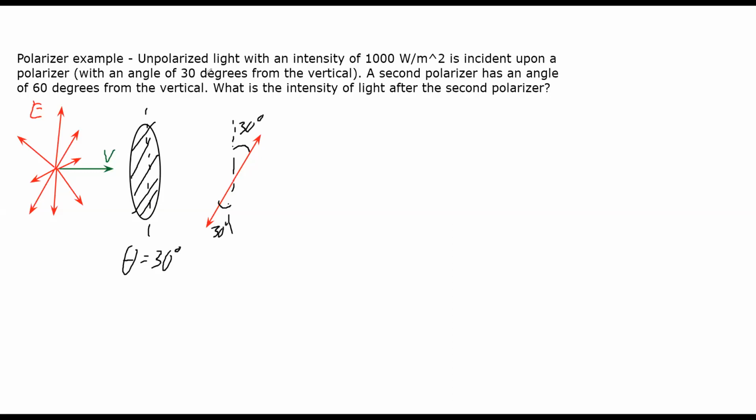So let me call this I0 here. We know I0 is 1000. I1 would equal, since it's unpolarized light going through a filter, 1/2 of I0, which is 500.